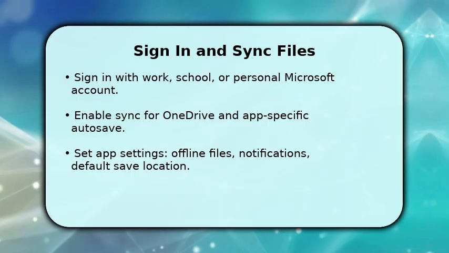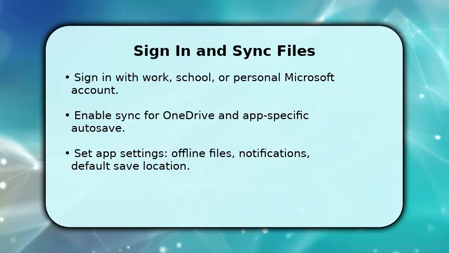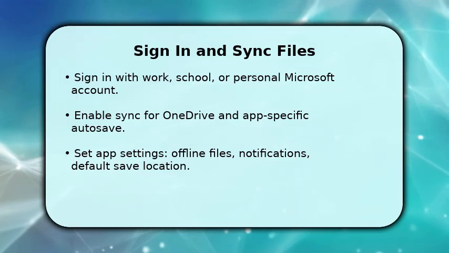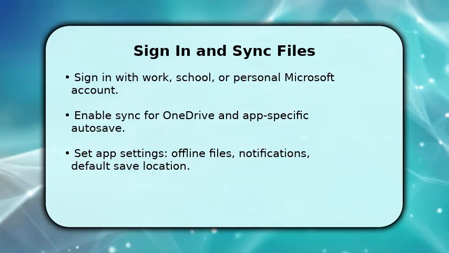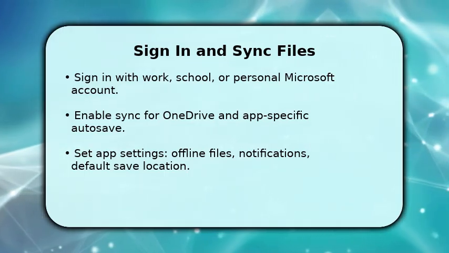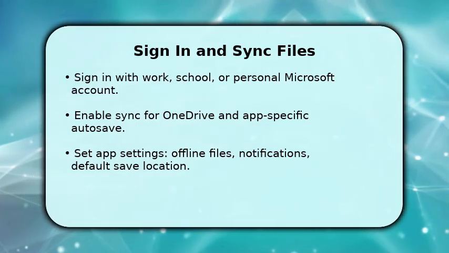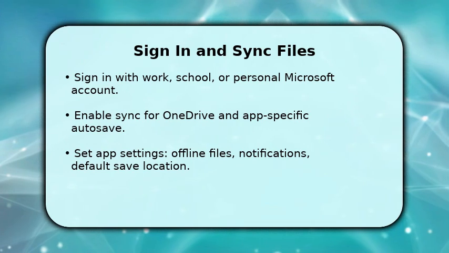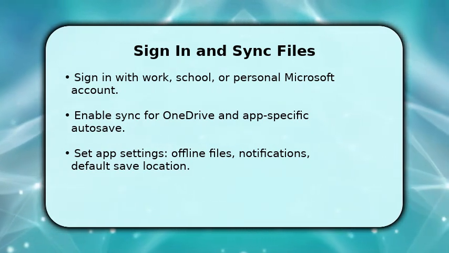Once signed in, enable OneDrive Sync and App Autosave so documents are saved continuously and accessible across devices. Make sure to set the default save location to OneDrive and allow offline files if you need access without connectivity. Also check notification and background refresh settings to keep calendars and email up to date. This streamlines daily use and prevents version conflicts.